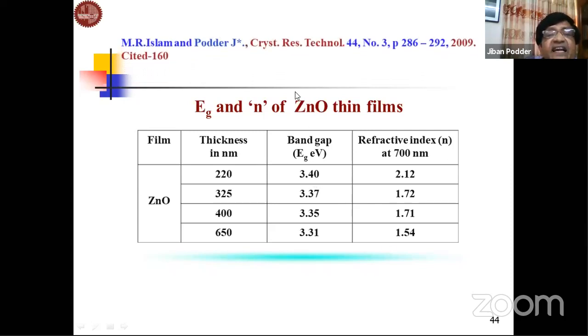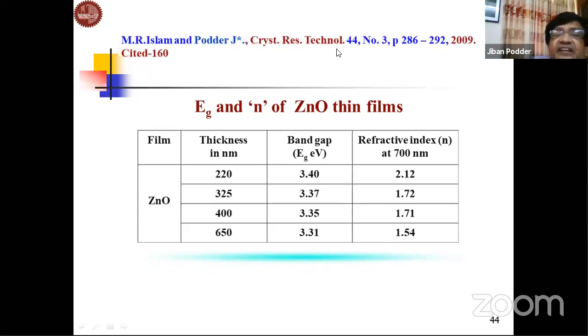Second, this was published in Crystal Research Technology. It has about 160 citations, so it's a very good article. Then we said in our paper that we first observed the nanofiber structures from a simple technique, the spray pyrolysis technique, using zinc acetate solutions.